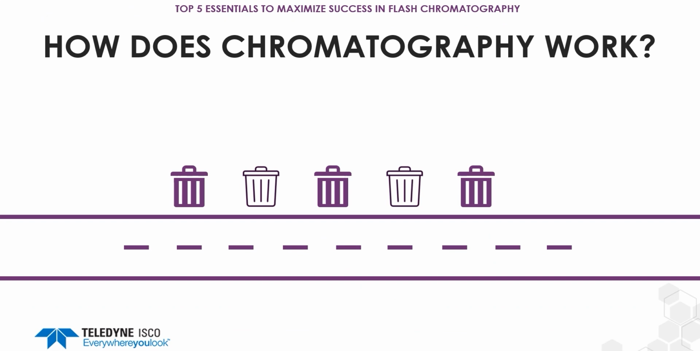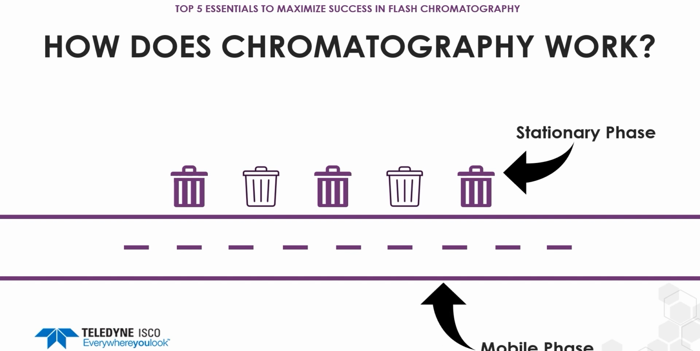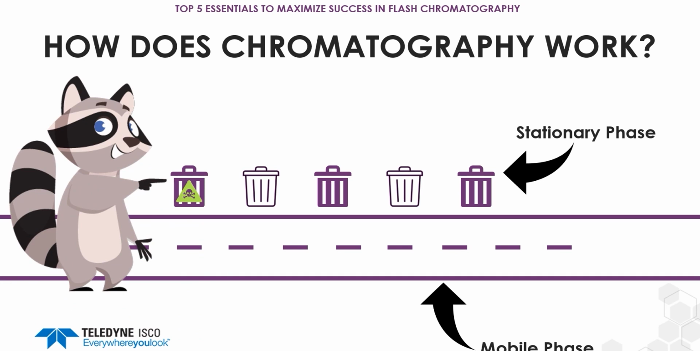Now that we have some definitions about chromatography, let's use an analogy to better illustrate how chromatography actually works. In our analogy, we're going to look at a residential street on trash day. The trash cans are going to act as our stationary phase, and the street is going to act as our mobile phase. Reddy is going to be our compound of interest. This is what we want to separate.